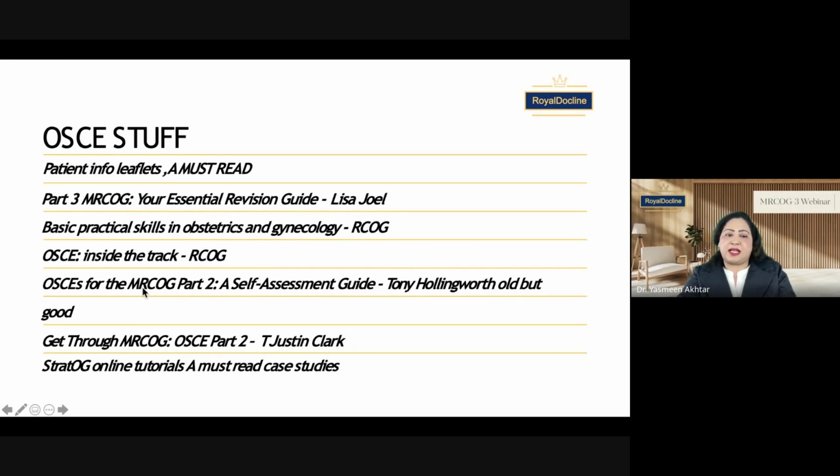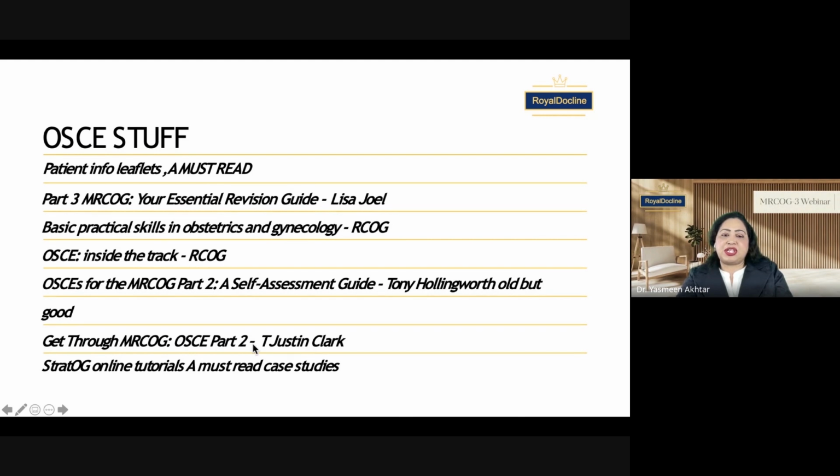Then I would say another book, an OSCE for the MRCOG Part 2, a self-assessment guide by Tony Hollingworth. It's an old book, okay? But I love to read this book. It is very beautifully written, although it is from the old style, and you will get a lot of scenarios and a way to answer them. So please go through it if you get time.